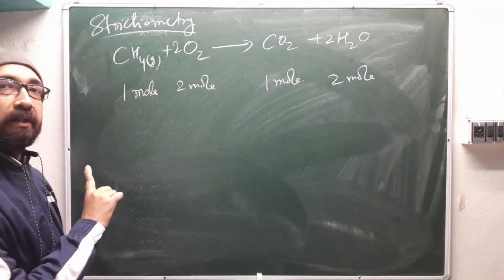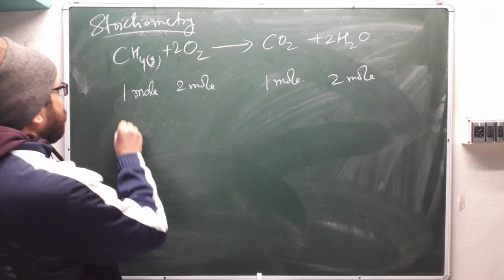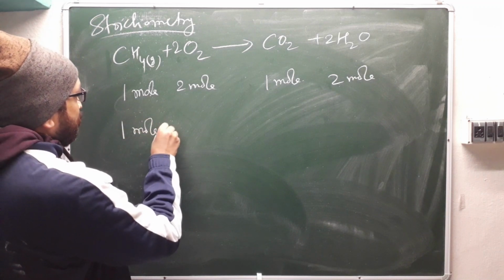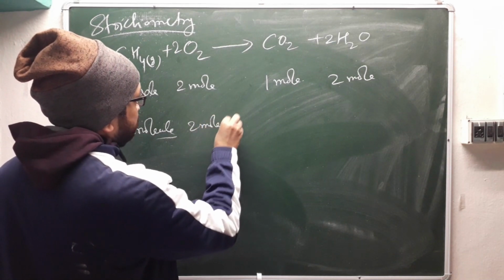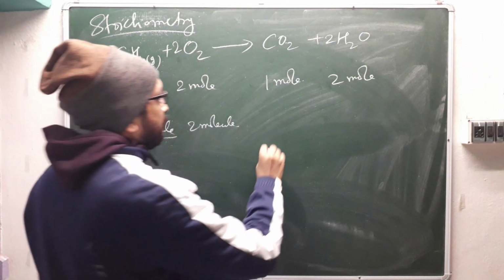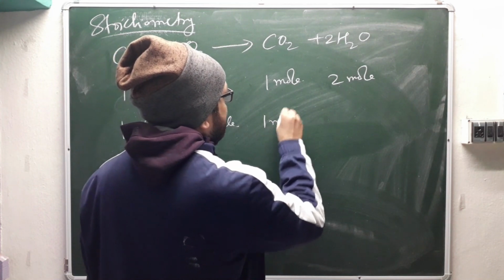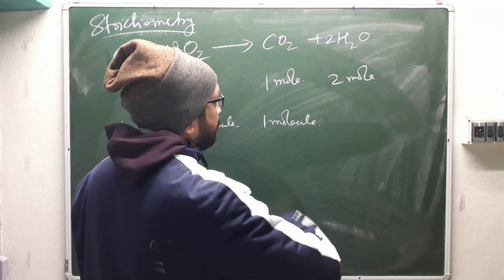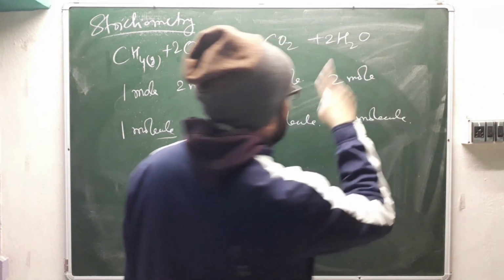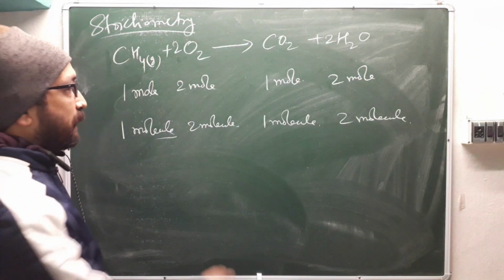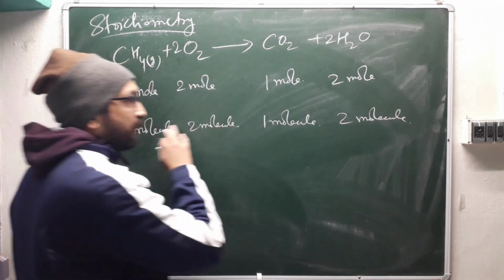Now the second one is molecules. Okay, 1 molecule of methane is reacting with 2 molecules of oxygen, and what you are getting? 1 molecule of carbon dioxide and 2 molecules of water, right? If you are writing based on molecules, you have to write like this.